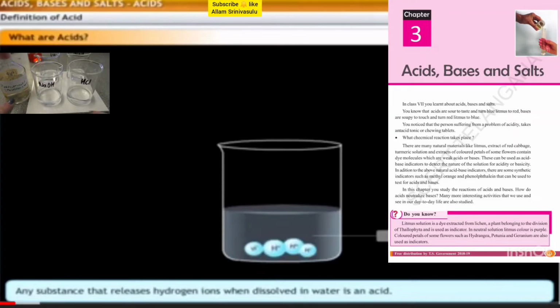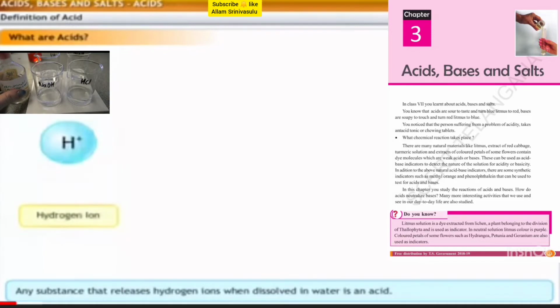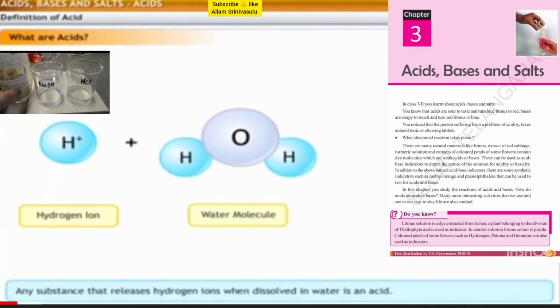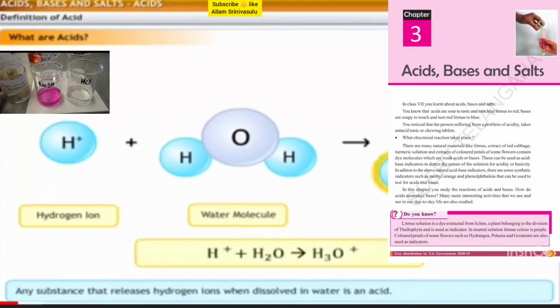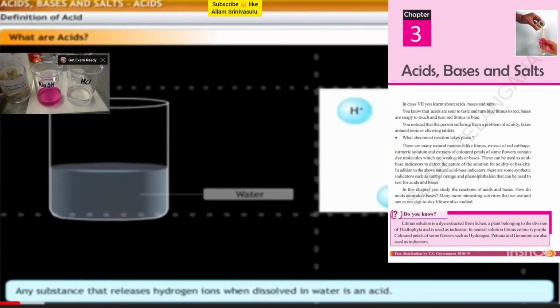Chapter number 3, Acids, Bases and Salts. In class 7th, you learned about acids, bases and salts. You know that acids are sour in taste and turn blue litmus to red. Bases are soapy to touch and turn red litmus paper to blue.